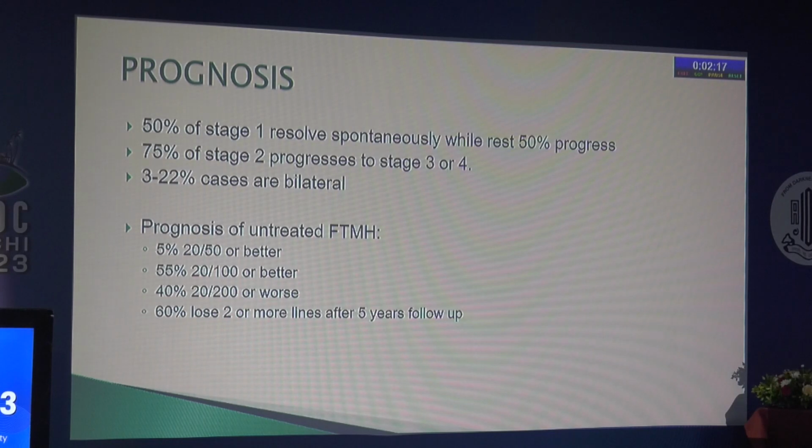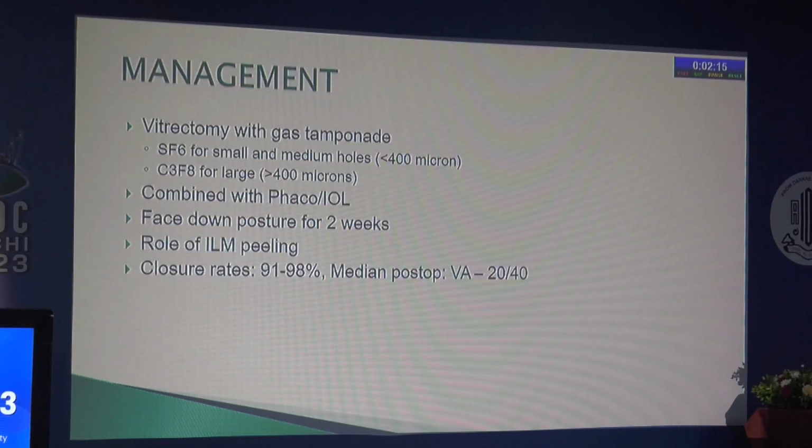So we usually intervene after stage 1. Management is with vitrectomy. For stage 1, we can get away even without ILM peeling, but for stage 2, ILM peeling we definitely have to do, along with SF6 or C3F8 tamponade. Along with that, for more than 400, ILM peeling with an inverted flap is required. And some say that combining with phaco surgery, the outcomes will increase.